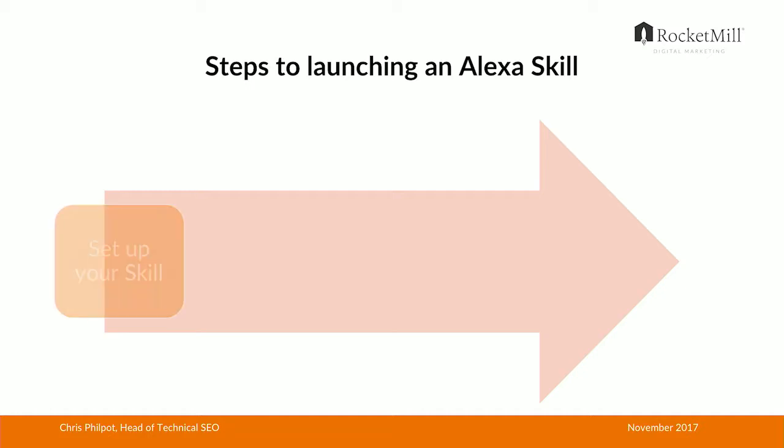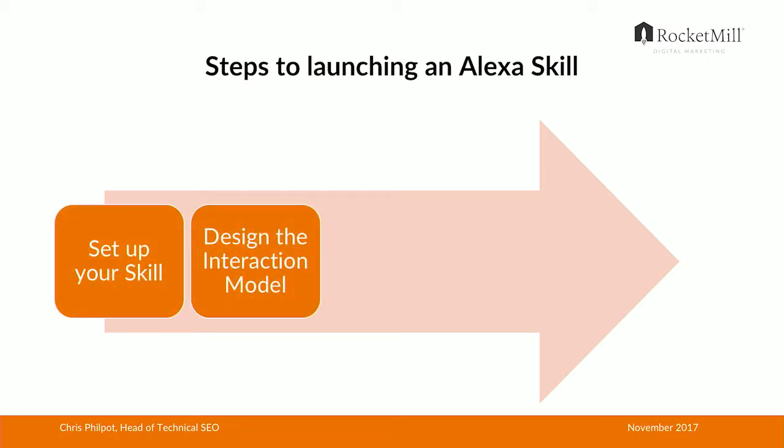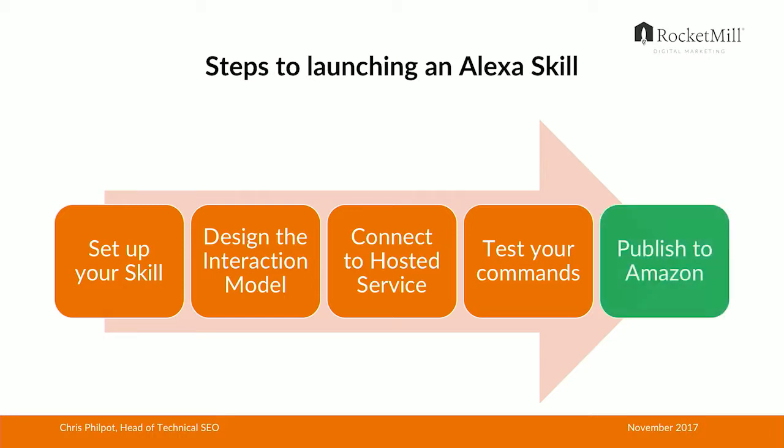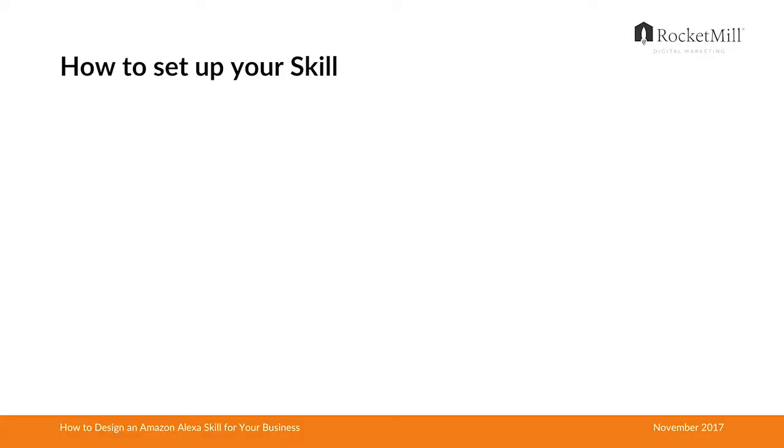Let's talk through the steps to launching an Alexa skill so that you understand basically the process you need to go through to do something as slick as that. Firstly, you will set up your skill. Then you will design the interaction model for it, the front end. Connect it to a hosted service, which is the back end. Test your commands. And then finally publish it to Amazon so that other people can download it to their devices. So let's start at the beginning, how to set up your skill.